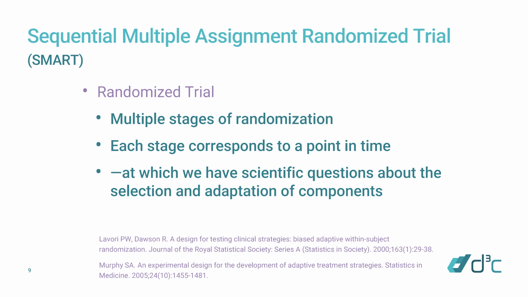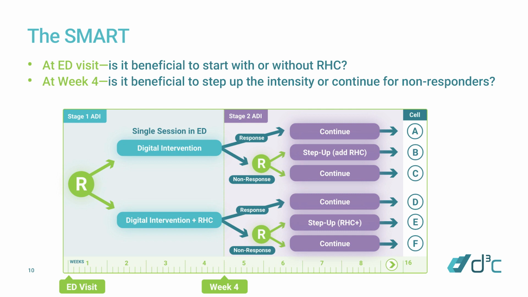What does it mean? Sequential randomizations means that the same person can get randomized multiple times in the course of the trial. In the SMART, each stage of randomization corresponds to a point in time in the adaptive intervention that you're trying to develop, in which you have scientific questions about the selection and adaptation of intervention components. You see, if I want to answer the 2 questions that I showed you earlier, how to initiate this intervention and what to do at week 4 for non-responders, instead of starting with minimal support, because I don't know if I should, I randomize to the intervention with and without coaching.